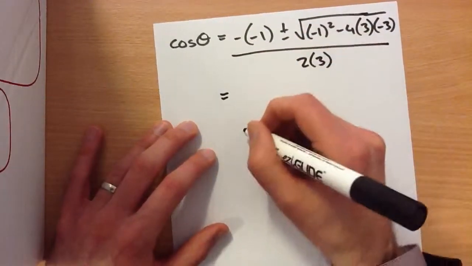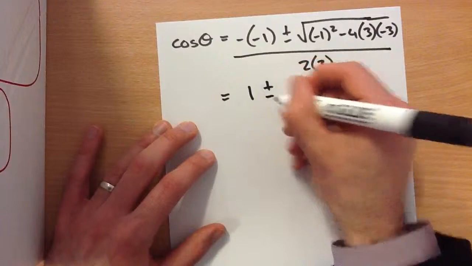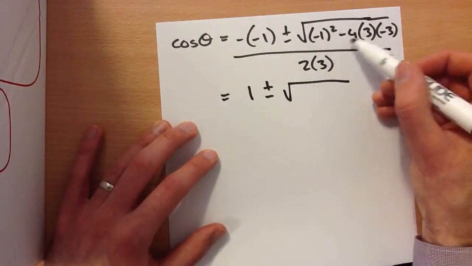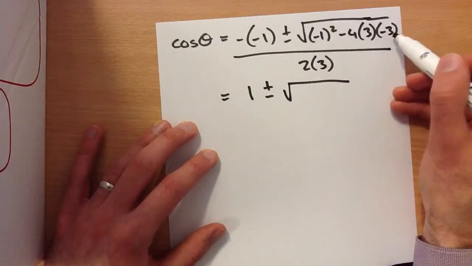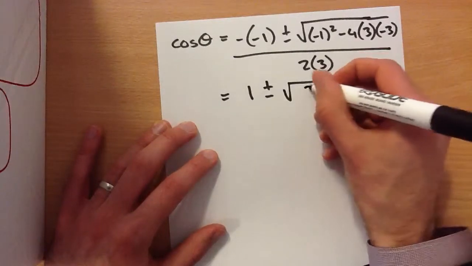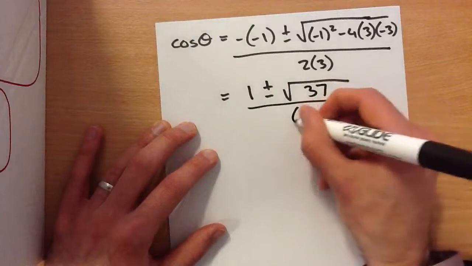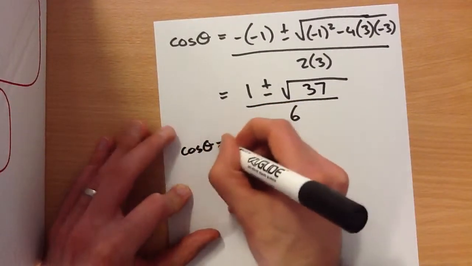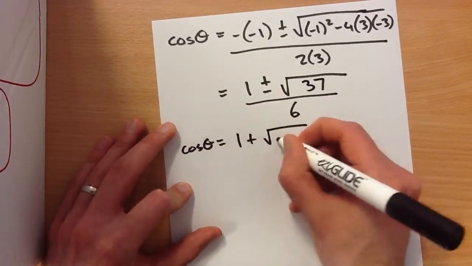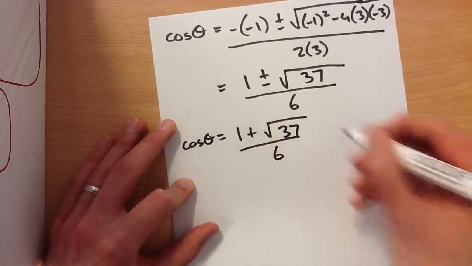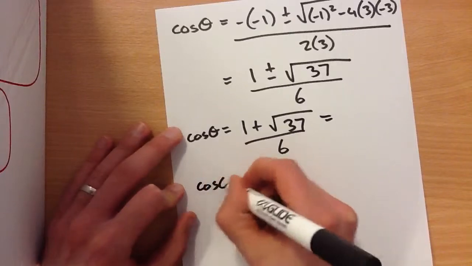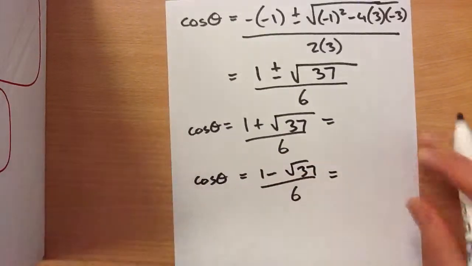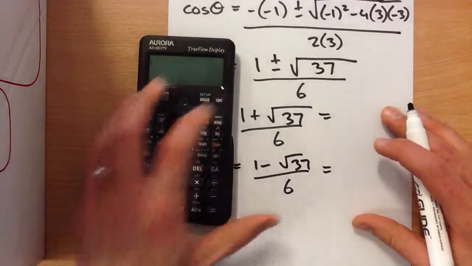So simplify that now. I get 1 plus or minus the square root of minus 1 squared is 1, minus 4 times 3 is 12, minus 3 is 36, that's positive 36, so it's the square root of 37, all divided by 6. So that means cos theta is equal to either 1 plus the square root of 37, all divided by 6, or cos theta equals 1 minus the square root of 37, all divided by 6. So I'm just going to work those two out.